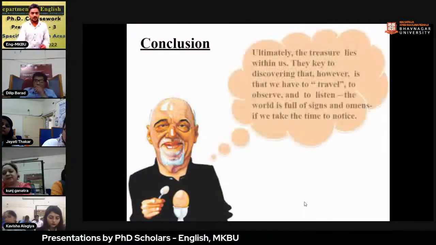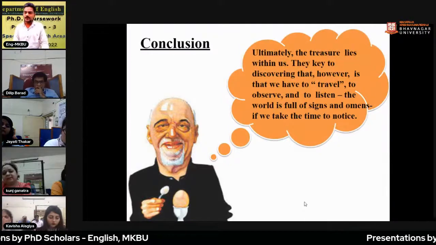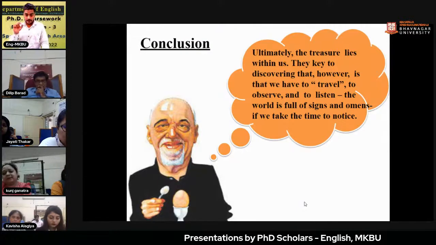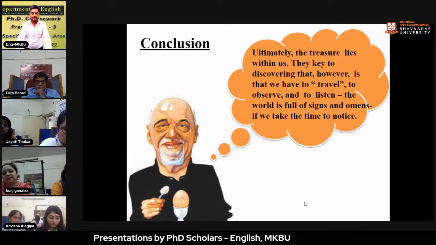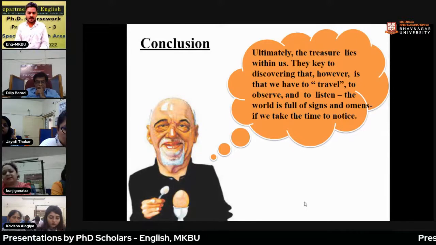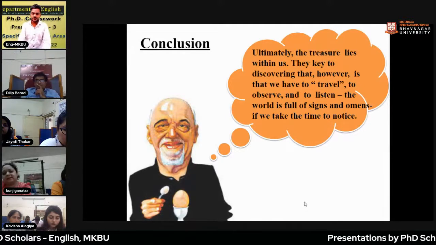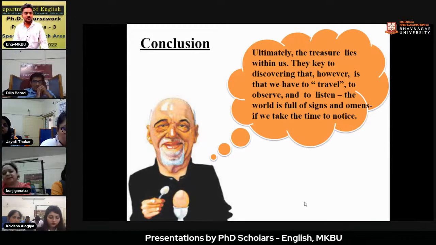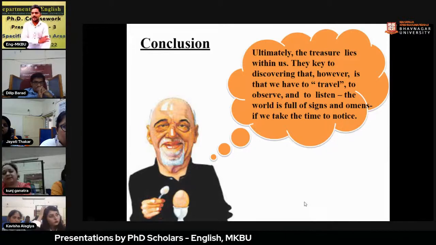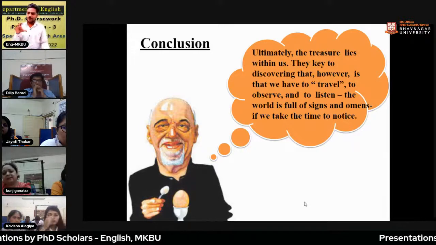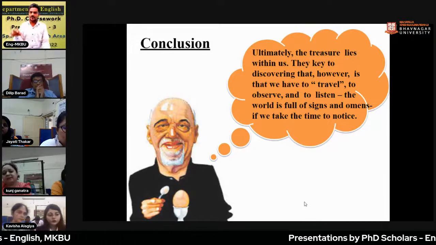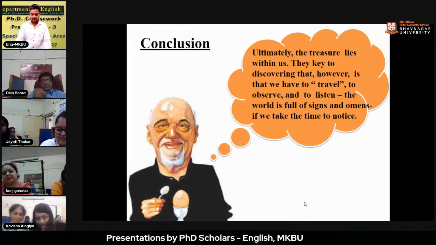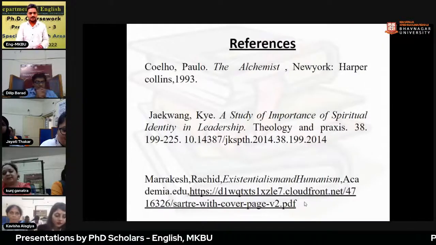At the conclusion, ultimately the treasure lies within us. We cannot find it in the world, but within us. The key to discovering that, however, is that we have to travel, to observe and to listen. The world is full of signs and omens if we take the time to notice. So when we are traveling, when we are living in the world, at that time we have to observe all the things. There is one power in the universe who controls all things. So that is the conclusion, and there are references.